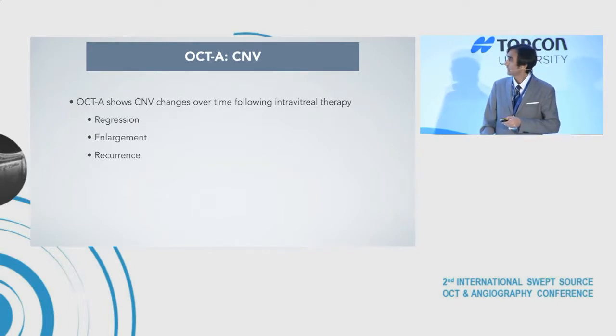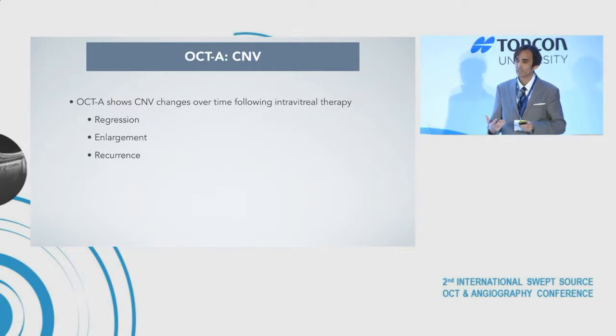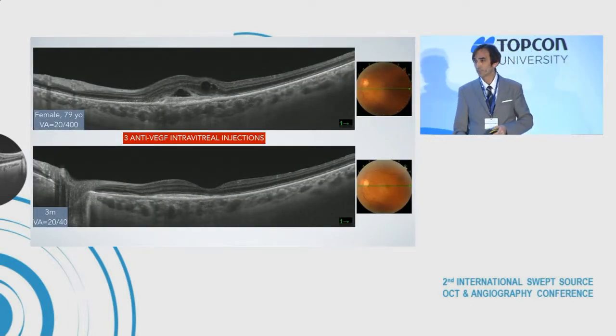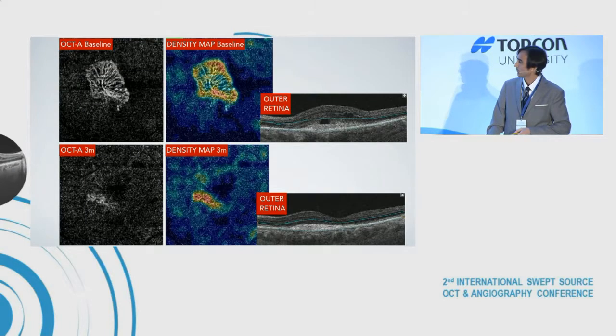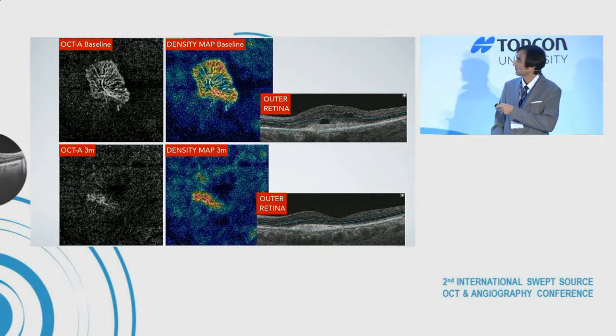OCT angiography shows CMV changes over time following intravitreal therapy. Basically, we can see three different patterns: regression, enlargement, and recurrence. It was a patient with a type 2 CMV. After 3 injections, we can see that no fluid is present on the B-scan very nicely. And if we examine the OCT angiography and the density map, we can see a clear regression of the neovascular membrane. That is very clearly seen here.